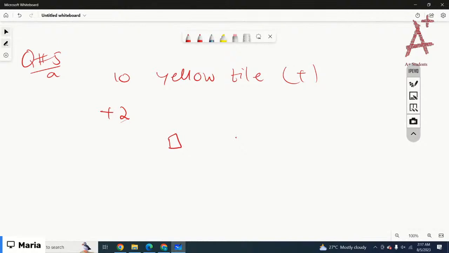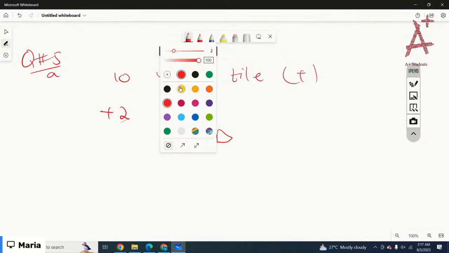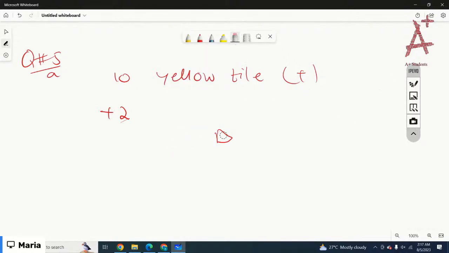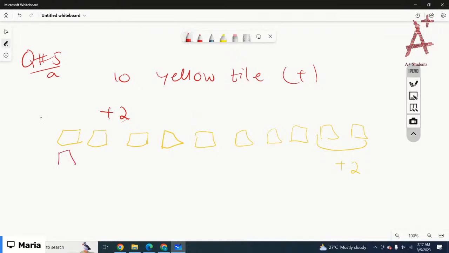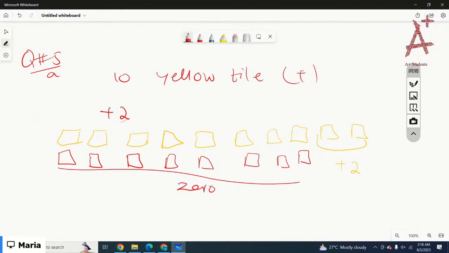Let's suppose you have 1, 2, 3. Let me see if I can use yellow color to make yellow tiles. Okay, I can. Okay, you have 10 yellow tiles, right? 1, 2. They are basically squares, don't worry. 5, 6, 7, 8, 9, and 10, right? Only 2 tiles represent positive 2. What you have to do with these yellow tiles? You can make them zero pairs. You can make a zero pair by adding 8 red tiles, right? So when you add 8 red tiles, 1, 2, 3, 4, 5, 6, 7, 8, these 8 pairs make 0. You are left with just 2 yellow tiles that make positive 2, right?